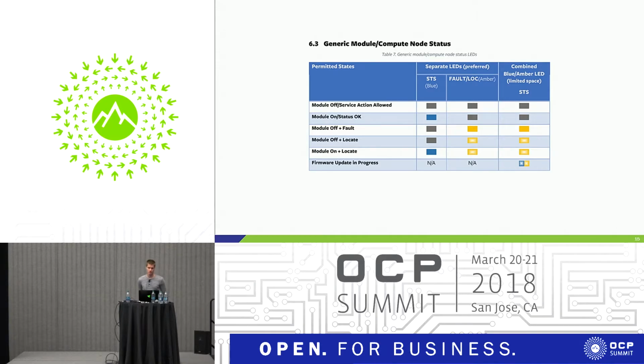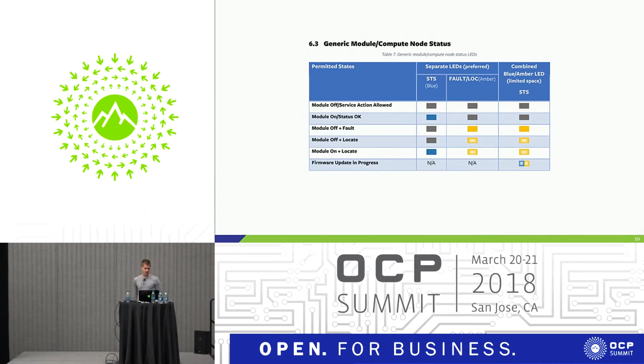So for a generic module or compute node status, this is much the same as the previous slide, but now you notice the addition of the firmware update in progress, that very last row there. Anytime we roll new revisions of firmware on our compute node, we don't want to disturb that process. During that event, let's say it has a bad hard drive and it's going to update its firmware at the same time, a service tech could arrive wanting to swap a hard drive. They'll see that this light is flashing, and they won't pursue it. They'll have to wait until that firmware update is done.